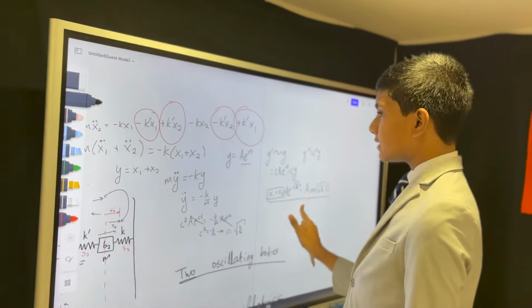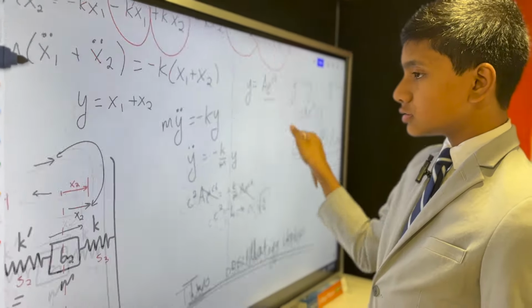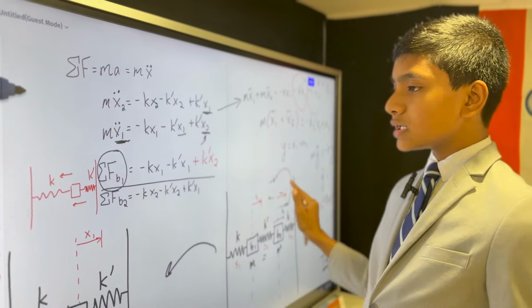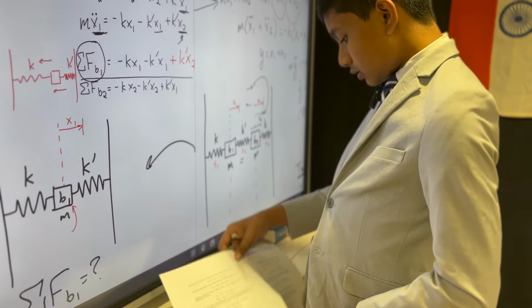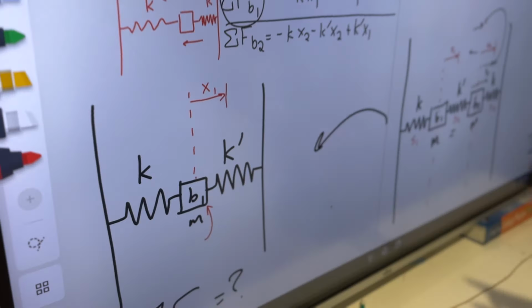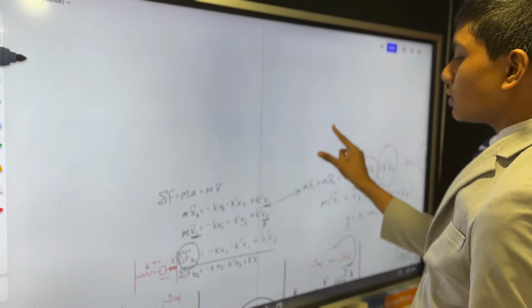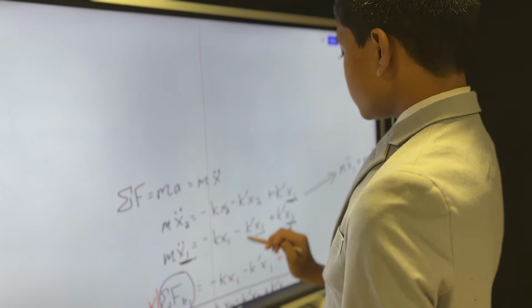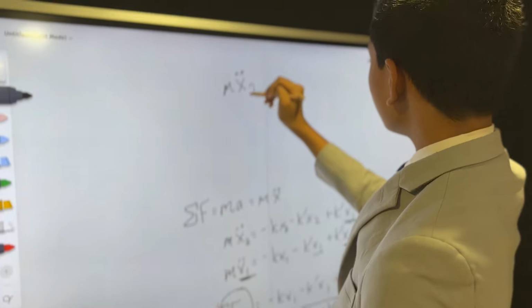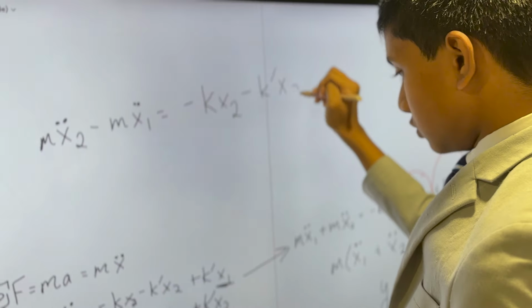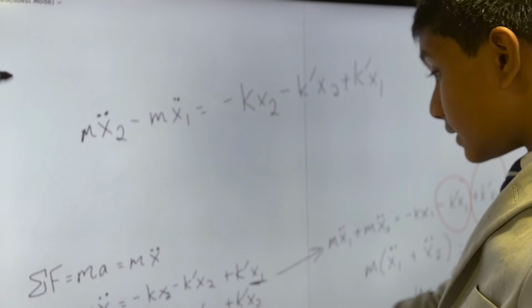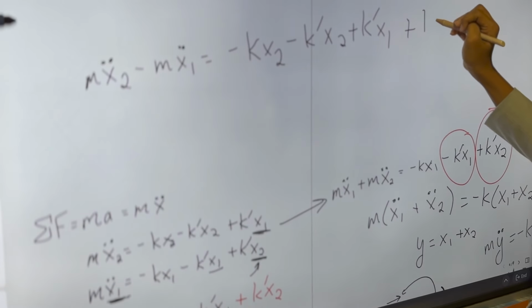So we're also going to have to take the difference, x1 minus x2. So what does that give us? Now, in the notes, I take the difference x1 minus x2, but we can also do the opposite here, and I'll show you that that still works. So taking the difference, m x2 double dot minus m x1 double dot is k x2 minus k prime x2 plus k prime x1. And then here, we just flip all the signs and add them.